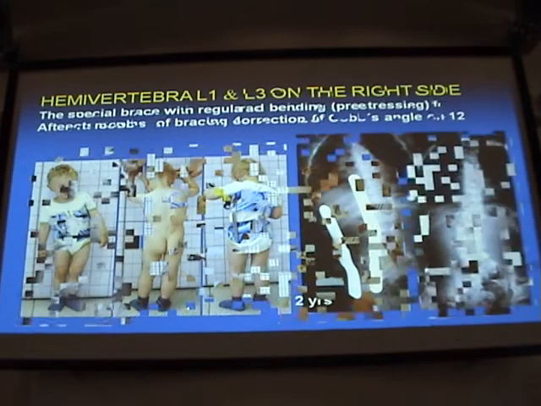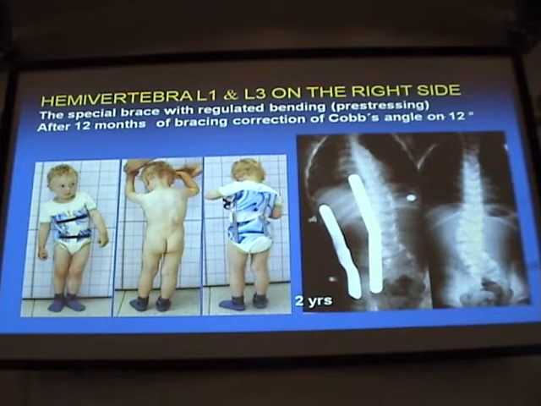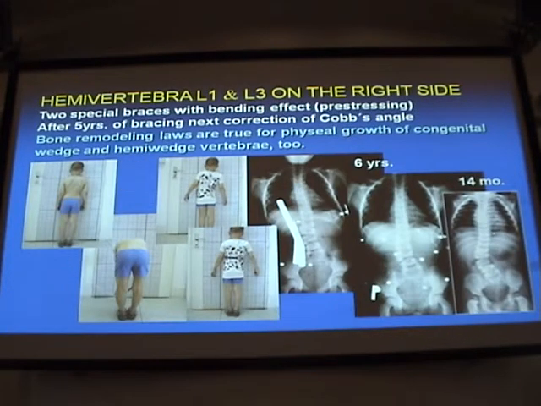We went on in treatment, and after 12 months of bracing, the correction according to Cobb angle was 12 degrees. And after 5 years of bracing, we proved further correction of the Cobb angle. In 6 years, you see this shape of the spine, and at 14 months, in the beginning of treatment, the deformity was much worse. It means that bone remodeling laws are true for physical growth of congenital wedge and hemiwedge vertebrae too.